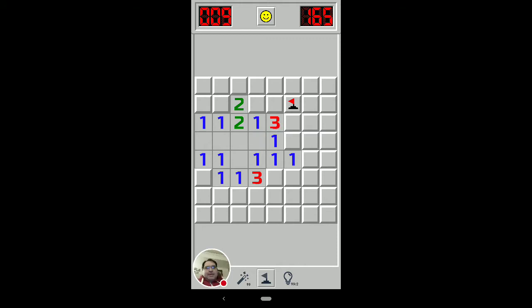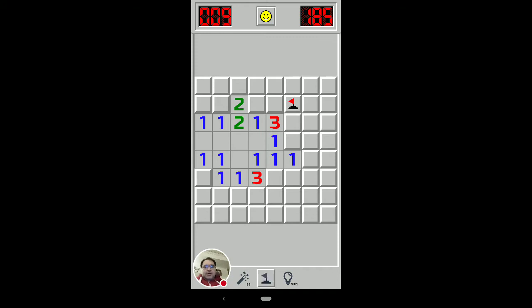So there you go. That 1, 3, 1 in a corner pattern comes up a lot. When you see it, you can just immediately say the one in the very corner is a mine, and the ones just past the one in the wall here are not mines. So that one and that one are not mines.